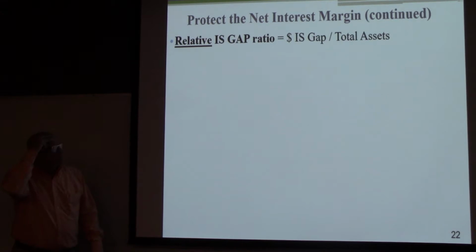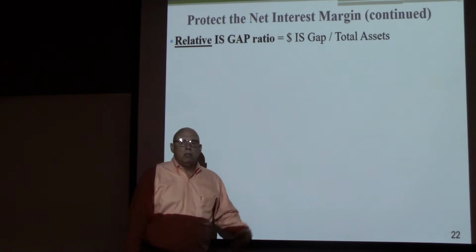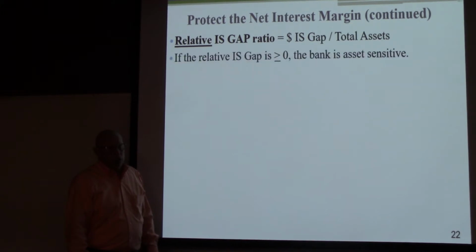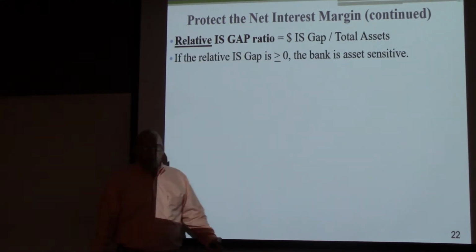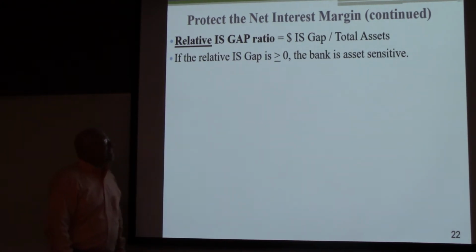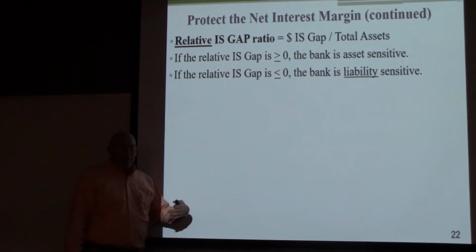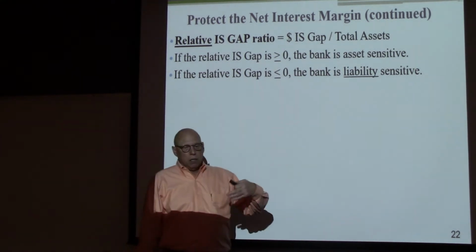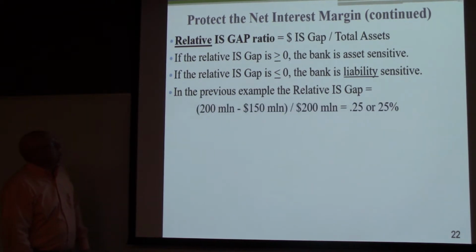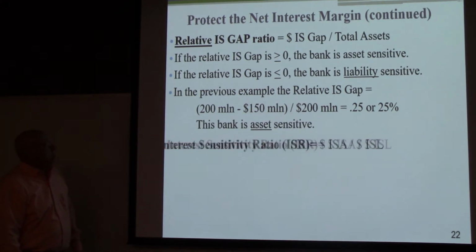Then we have the relative IS gap ratio, which is the dollar amount of the IS gap divided by total assets. That helps us compare different size institutions. If the relative IS gap is greater than 0, the bank is said to be asset sensitive. If it is less than 0, the bank is said to be liability sensitive. In the previous example, the relative IS gap is 25%, so this bank is asset sensitive.